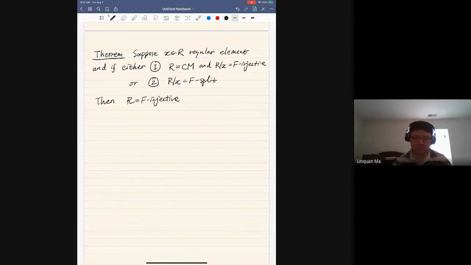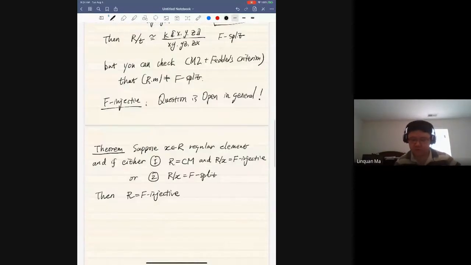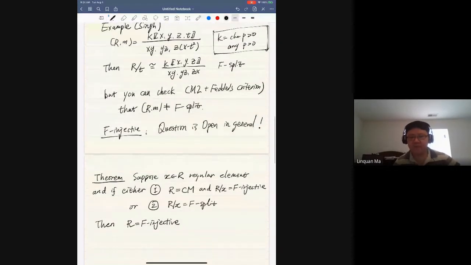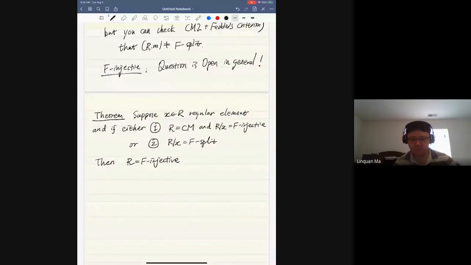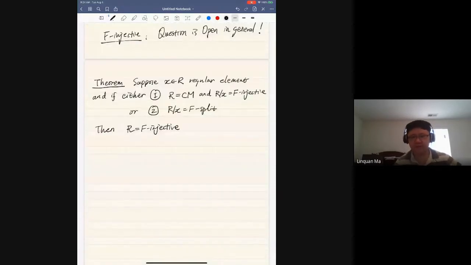The general question asked whether R mod X being F-injective implies R is F-injective. The first part of the theorem says we don't know whether this is true in general, but it's true if you put the Cohen-Macaulay assumption on the ring. The second part is maybe more interesting. Remember, Singh's counterexample says if R mod X is F-split, R may not be F-split. But part 2 says if R mod X is F-split, then R is at least F-injective. It's not so far from F-split.